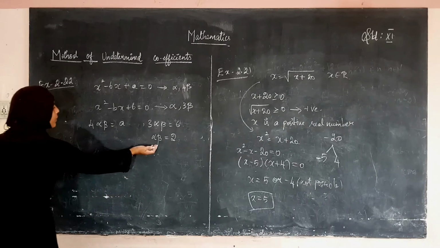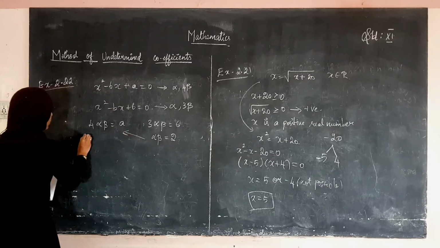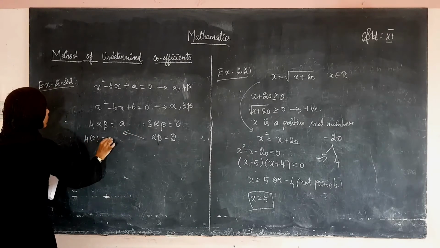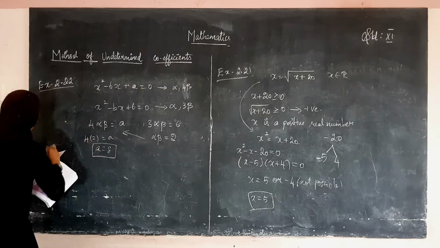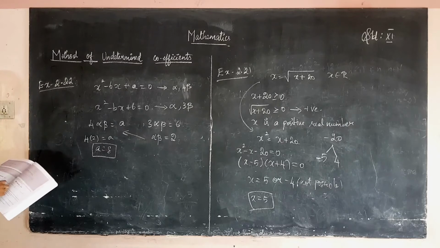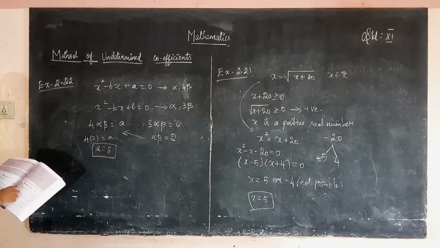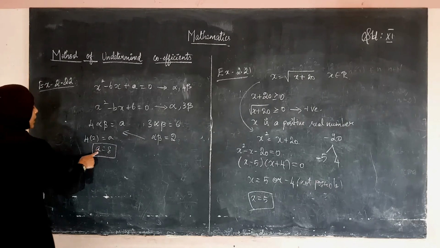Now substitute this value here. So 4 into 2 is equal to a. What's the value of a? A is equal to 8. A is equal to 8. Okay, so see, this a is 8.